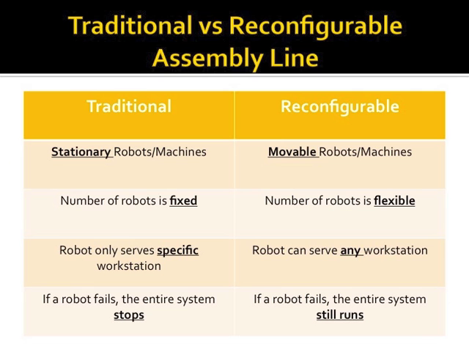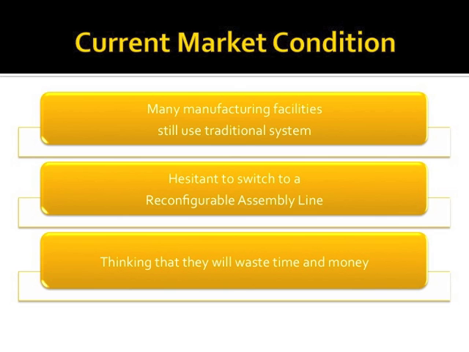Let's take a side-by-side look at these two types of assembly. As we've already mentioned, the robots and machines in a reconfigurable assembly line are movable. This allows the actual number of robots in the system to be flexible, whereas in the traditional assembly line, this number is fixed. In a reconfigurable assembly line, robots can serve any workstation, whereas in the traditional, a robot is stuck at one specific workstation. The difference this makes is that if a robot fails in the traditional assembly line, the entire production process has to stop, whereas in the reconfigurable assembly line, if one robot fails, another robot can move in to take its place, and the production process can continue.